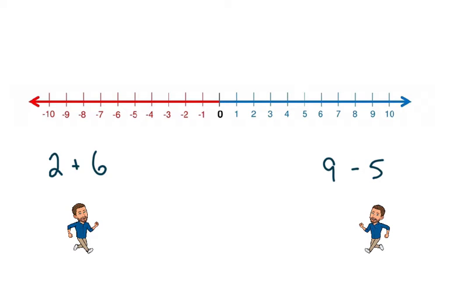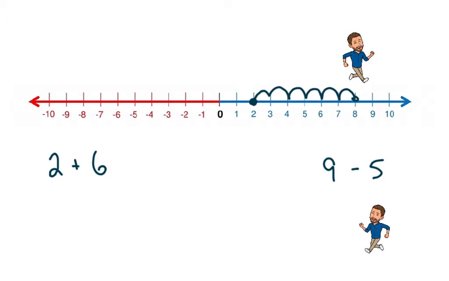So let's look at two examples. This is just a review of what you already know about number lines. I'm just going to show you with this little guy. Whenever you see a problem like 2 plus 6, you start at the first number. So I'll start at 2. And it says +6. Since it's plus, I'm just going to keep going the same direction I'm already going. 1, 2, 3, 4, 5, 6. Now I'm at 8. So that's why 2 plus 6 equals 8.